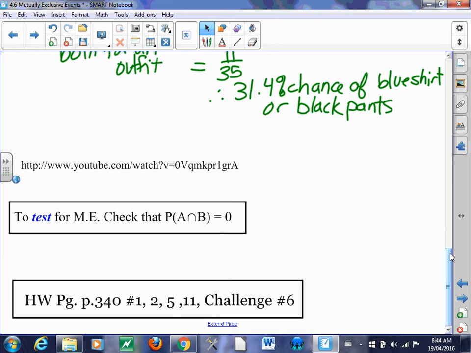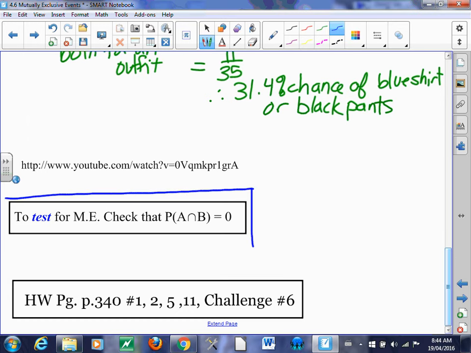All right, so one thing I want to make sure you write down here, folks, you're going to need this for some of your work, especially on your module and on your test. In order to test for mutually exclusive, okay, you check that the probability of A and B equals 0. Okay, means they can't happen at the same time, so the probability has to be 0.